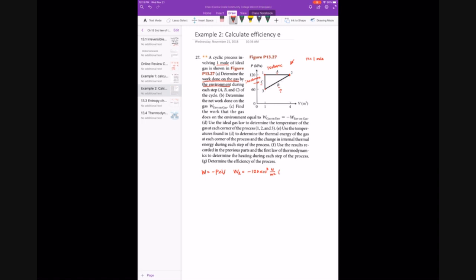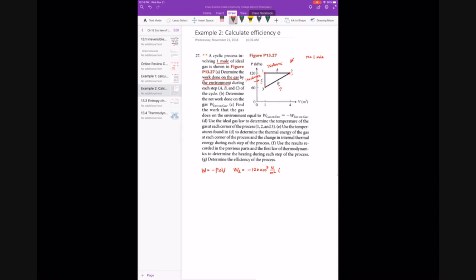And what is the change of volume? Well, the change of volume is the final minus initial, which will be the second volume minus the initial volume. That is going to be 4 meter cube minus 1 meter cube. If you do this, you will find this is going to be negative 3.6 times 10 to the 5th joule. So that's how you find the work. This is the work done on the gas by the environment.